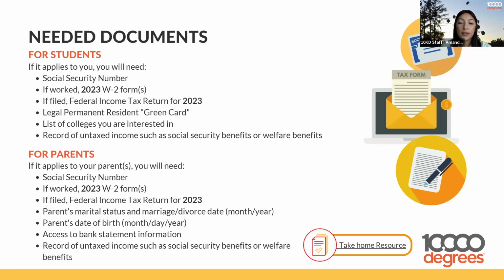For parents, they may need their Social Security number, 2023 W-2 forms, the federal income tax return for 2023, their marital status and marriage or divorce date, their birth date, and access to their bank statement information, and also a record of untaxed income such as Social Security benefits or welfare benefits. These documents are needed if they have them, and if not, then they might not need to be entered into the application. This is also going to be a take-home resource.